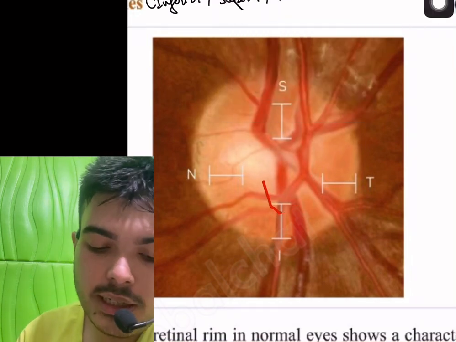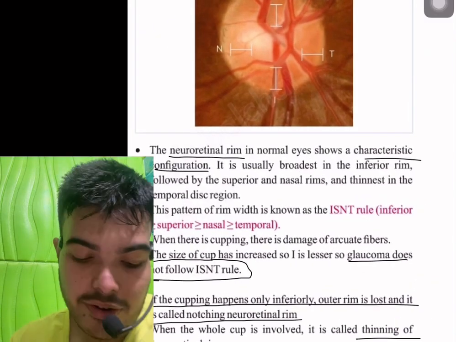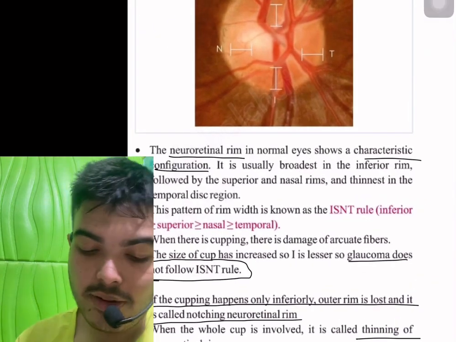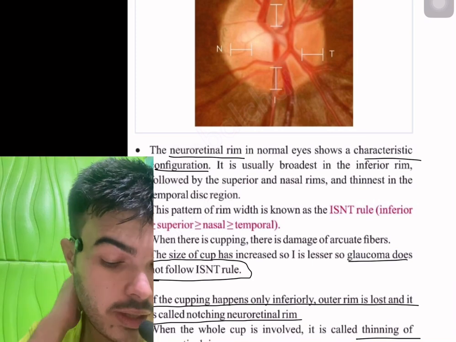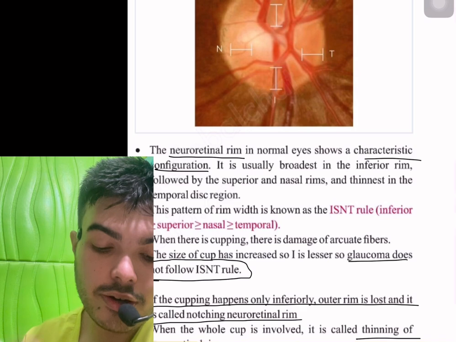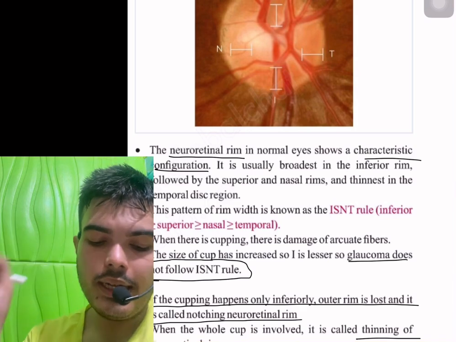So the neuroretinal rim in normal eyes shows a characteristic configuration. It is usually broadest at the inferior rim, followed by the superior, nasal rim, and thinnest at the temporal disc. Okay. The pattern of the rim width is the ISNT rule: inferior, superior, nasal, and temporal.